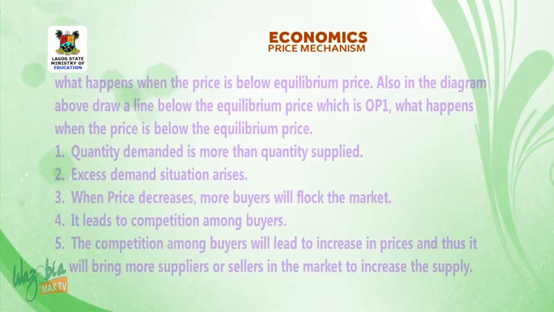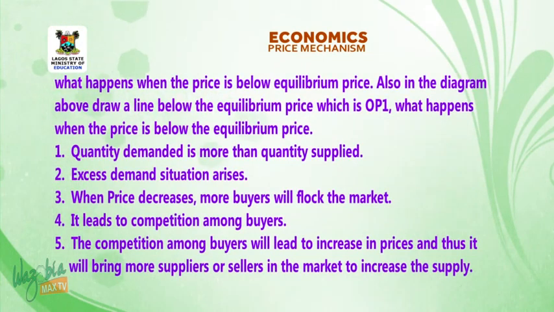Let us see what happens when the price is below the equilibrium. Also, in the diagram above, draw a line below the equilibrium price, which is OP1. So, what happens when the price is below the equilibrium price? 1. Quantity demanded is more than quantity supplied. 2. Excess demand situation arises.